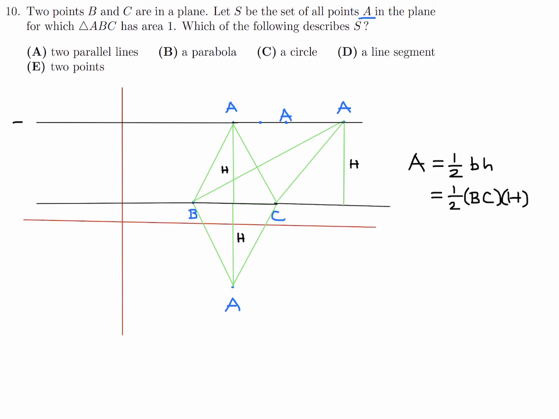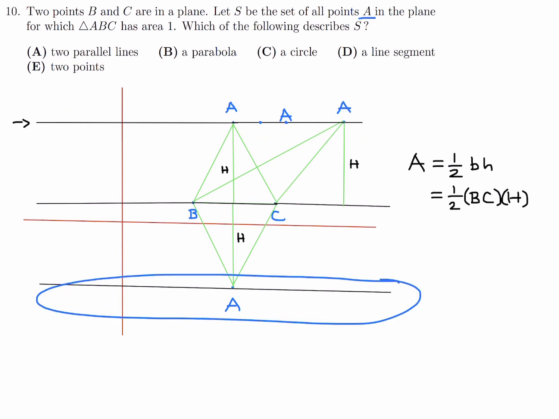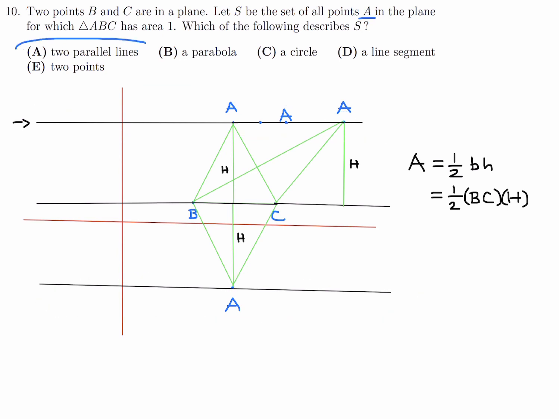So these lines, this one right here, and then in a very similar way, you can show it on the other side, a line that basically goes parallel like that. Those 2 lines represent all the possible points A. So, which of the following describes S, which is the set of all points A? It's 2 parallel lines. The first line being right here, and the second line being right here. So number 10, the answer is A.